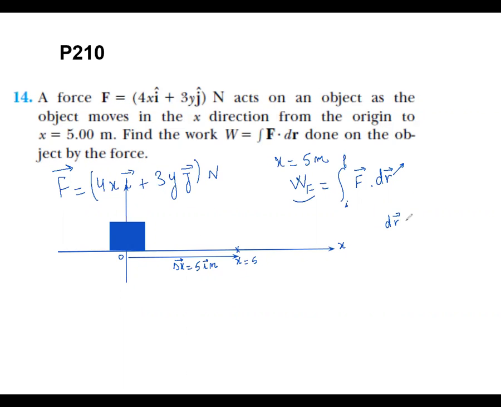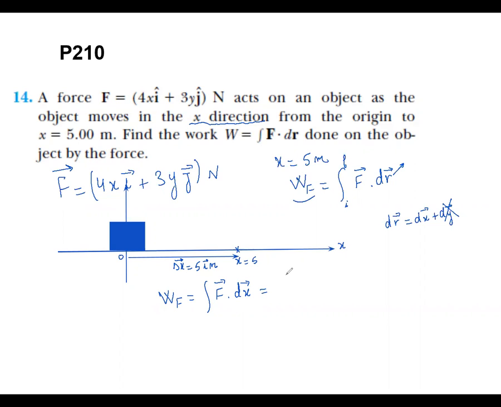dr equals dx plus dy. Here we don't have a displacement in terms of y, just on the x-axis, so we don't have dy. We can write directly dr equals dx. So the work done equals the integral of F dot dx. We can substitute the value of F here.